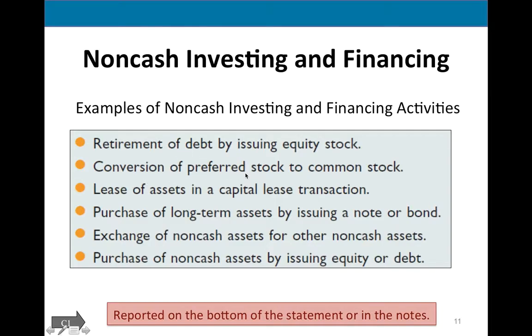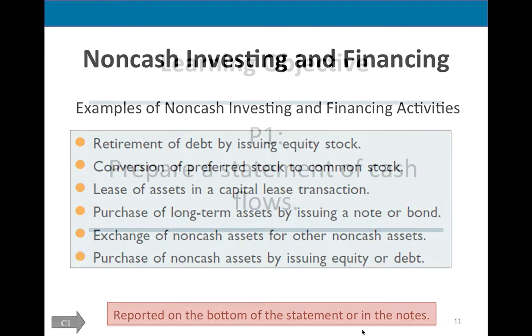Or we convert preferred stock to common stock. Or we lease assets in a capital lease. Or we purchase long-term assets on a note or a bond. We borrow money. It's like buying a car and getting a loan from a bank without a down payment. Or we exchange non-cash assets for other non-cash assets, right? We exchange one truck for another truck or a piece of equipment for inventory. Or we purchase non-cash assets by issuing equity or debt. So these are not a part of the statement of cash flows, and we report them on the bottom of the statement or in the notes.